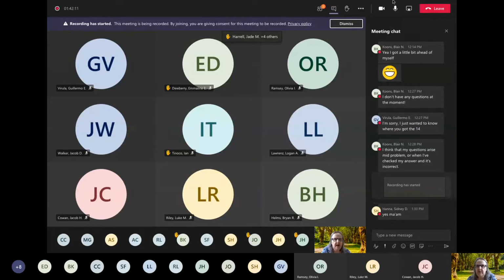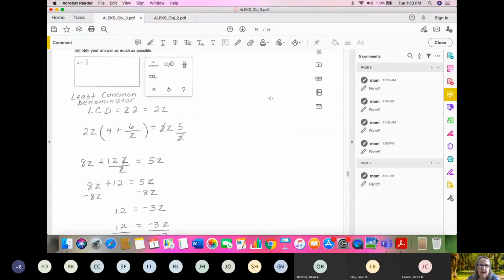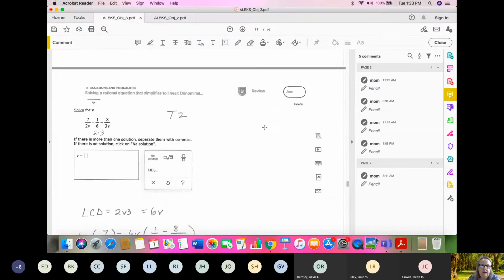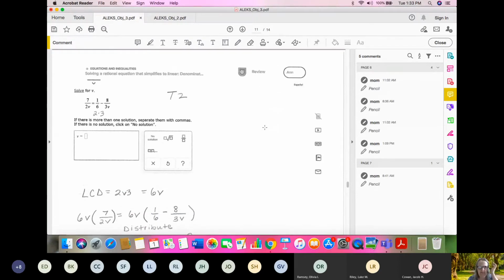So let's see how much time we have left. We've got a little bit of time. Let's take a look at another problem. Let's look at this one. Solve for V.